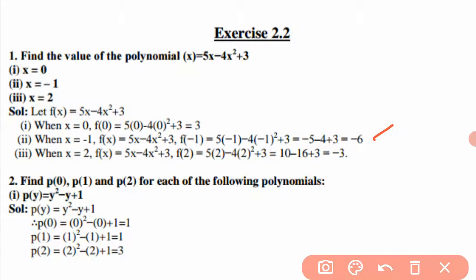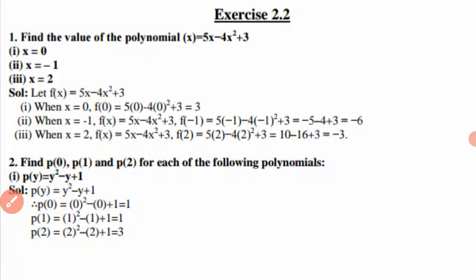Similarly, when x equals 2, by putting the value of x equals 2 in 5x minus 4x square plus 3, here f(2) equals 5 into 2 minus 4 into 2 square plus 3. So 10 minus 16 plus 3 equals minus 3. Now in the same way, see question number 2.